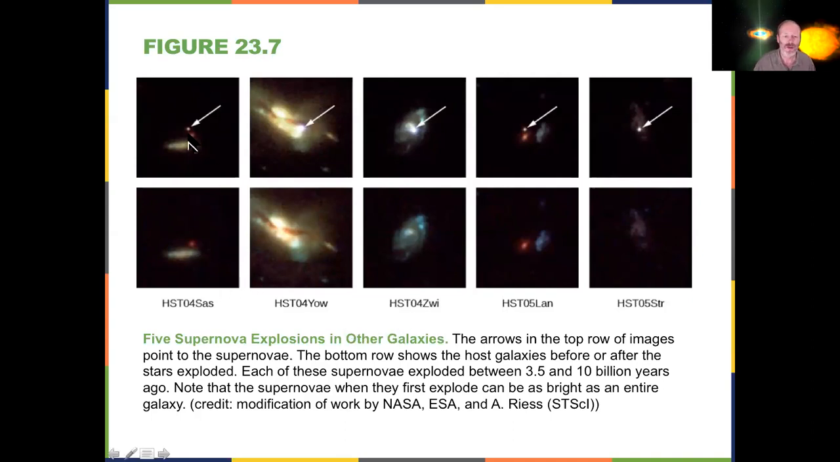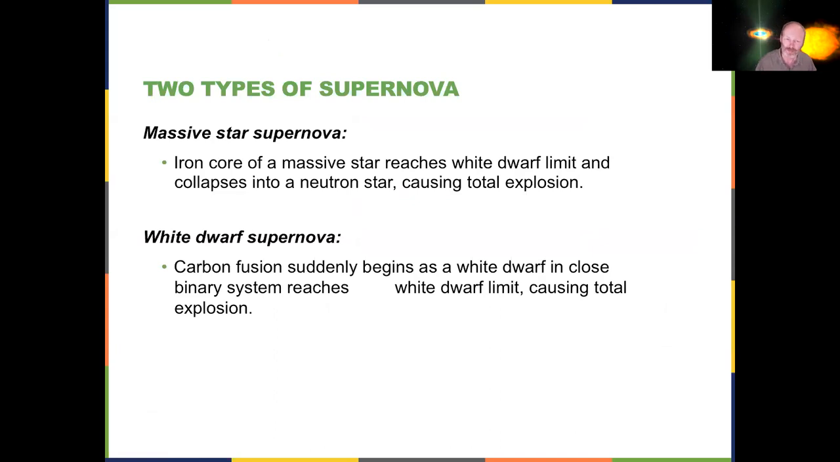Notice here we have our brightness, we have our brightness here, we have our brightness here. The top row here, we can clearly see that this outshines the entire galaxy it's in. This one comes close to outshining it. This one gives us a lot of material as well. So these are a massive, massive amount of material and a massive, massive amount of energy that happens.